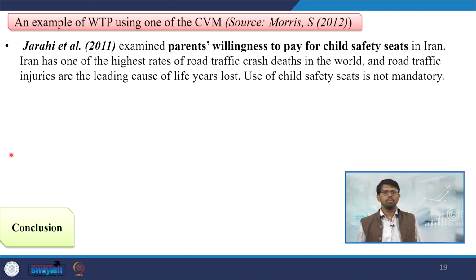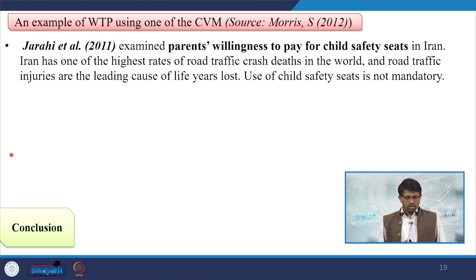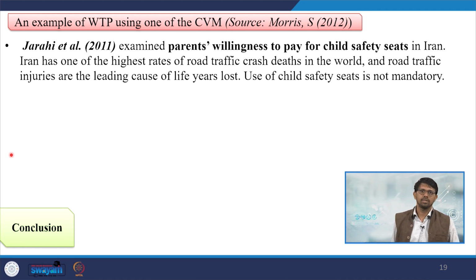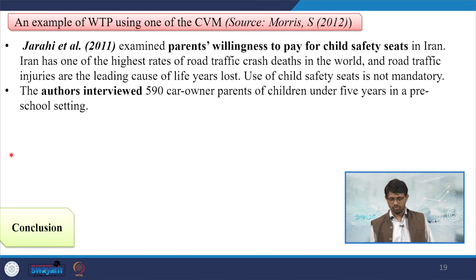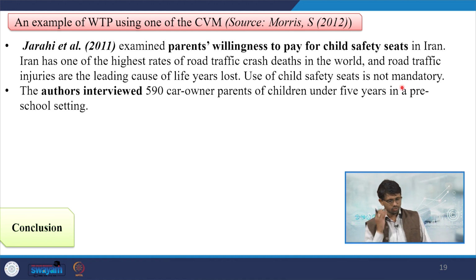One example of WTP using the contingent valuation method was mentioned by Morris in the work of 2012, Morris et al. They examined parents' willingness to pay for child safety seats in Iran. Iran has one of the highest rates of road traffic deaths in the world. Road traffic injuries are the leading cause of life years lost. Use of child safety seats is not mandatory. That is one case derived by this author and presented as part of understanding willingness to pay.